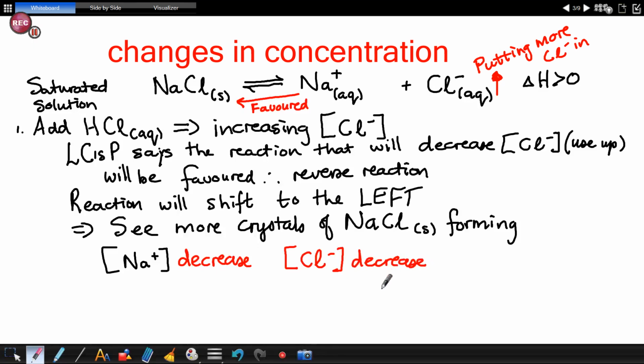When the reverse reaction is favored, both the sodium ions and the chloride ions will go out of solution. These two things work together. If the reaction will use up the chloride, it takes the sodium with it to make NaCl crystals.